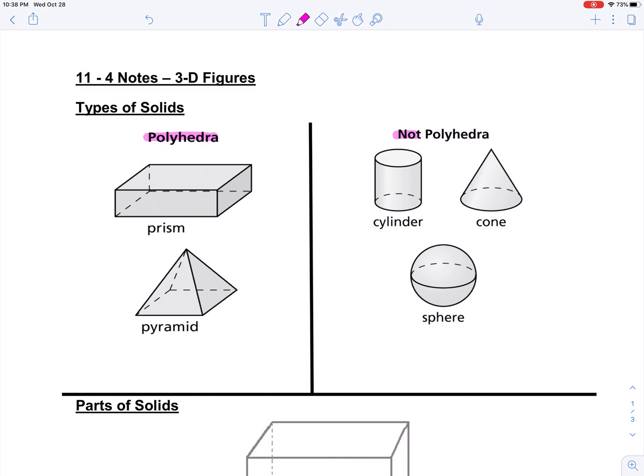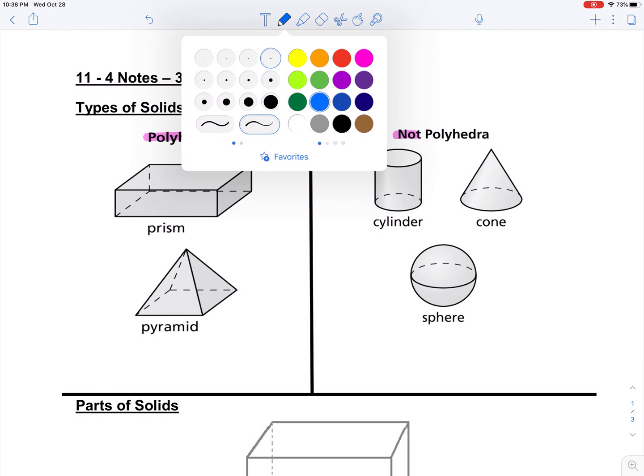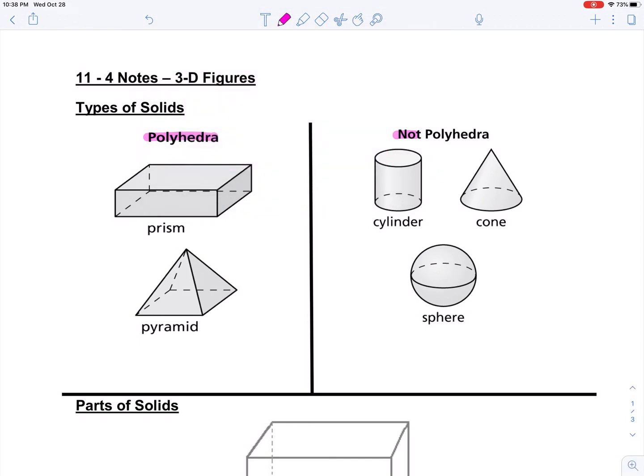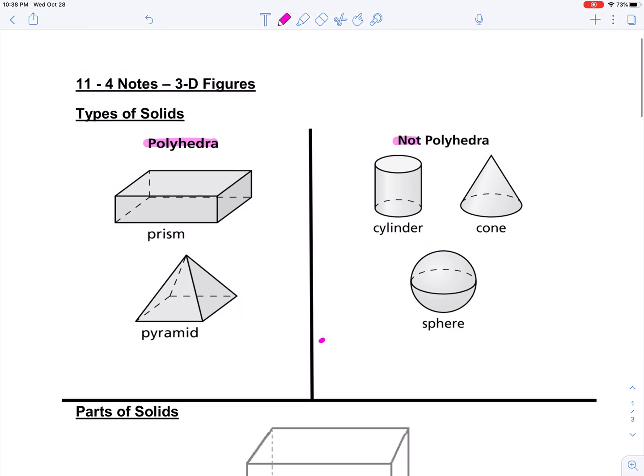If you notice on the right, the reason it is not a polyhedron is that you do not have polygons, because you have curved or rounded surfaces. And that is why it is not a polyhedron. On the left, you will have a polyhedron.